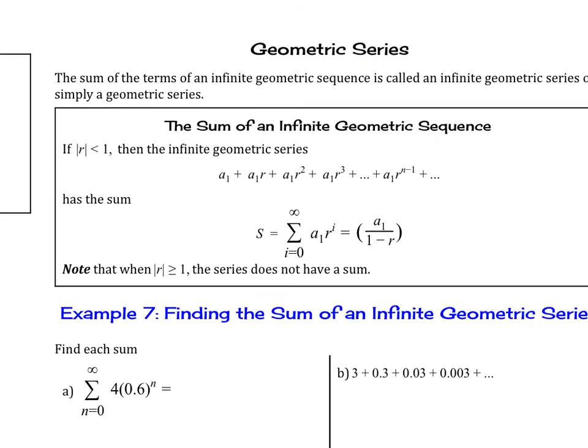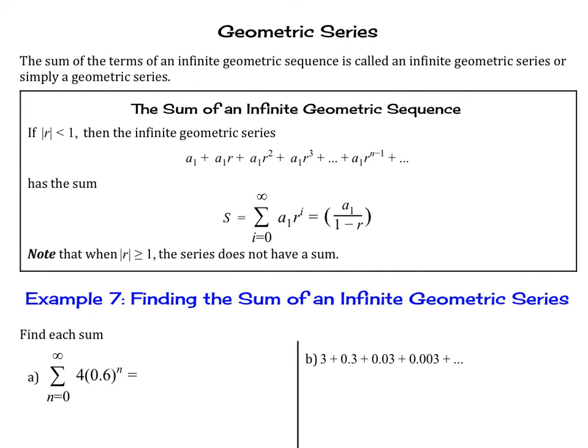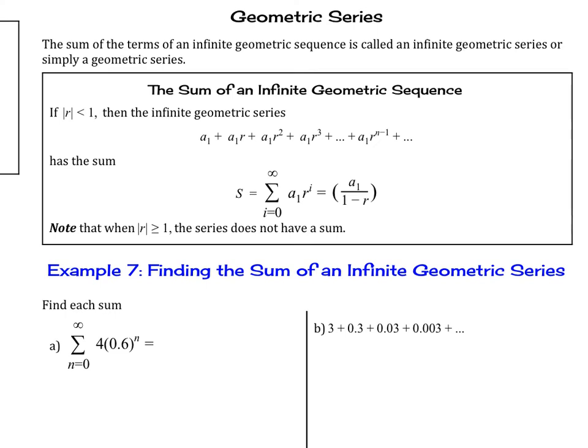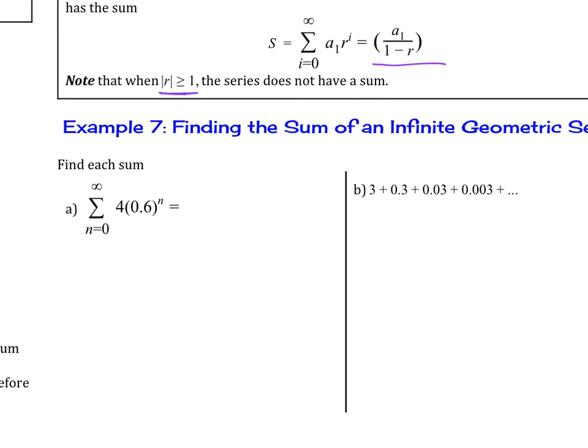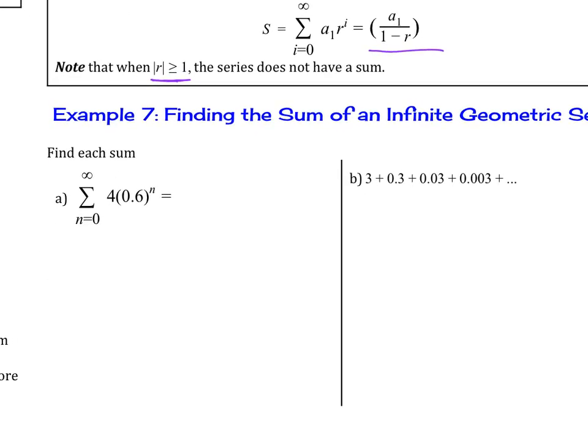Now let's look at the sum of the terms of an infinite geometric sequence, which is called an infinite geometric series. Notice that if the absolute value of r is less than 1, then the geometric series has a sum using this formula here. Note that when the absolute value of r is greater than or equal to 1, the series does not have a sum. So we're going to find each sum. We have n from 0 to infinity. Notice in the formula here that i is 0 and the infinity is right here. That helps us out a little bit.